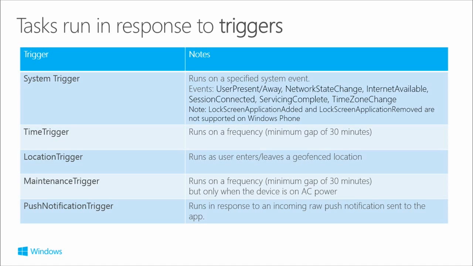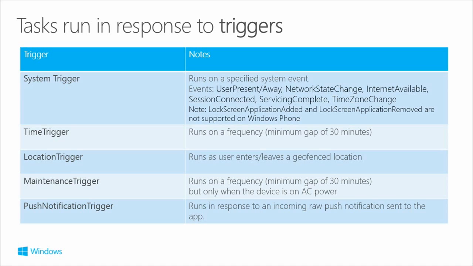The user present, user away trigger is linked with when the screen goes on or off on Windows Phone. The network state change one fires when the network changes from cell to Wi-Fi or from present to not present. Internet available is kind of self-explanatory. That fires when the internet becomes available or goes away. Session connected fires when the phone boots up.